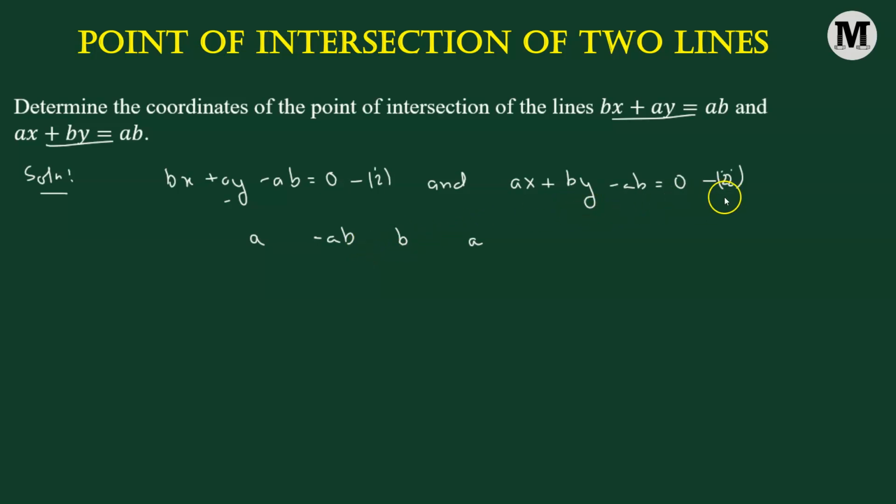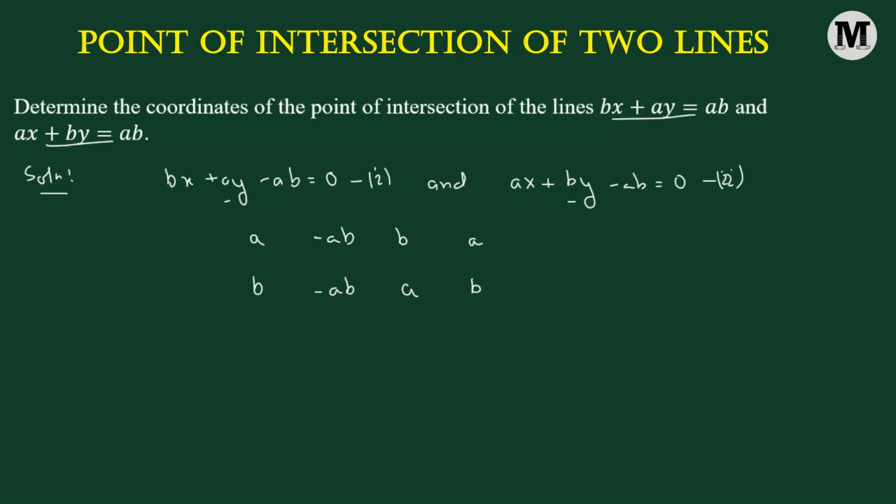Now we move on to the second equation. We'll start with the coefficient of y, so that's going to be b. Next we pick up the constant term, so that's negative ab again. And then we move on to the first term, the coefficient of x, which is a, and then finally end up with the coefficient of y in the second term.